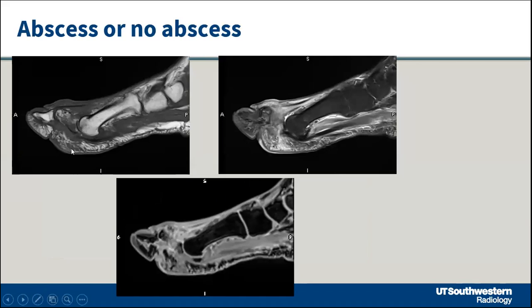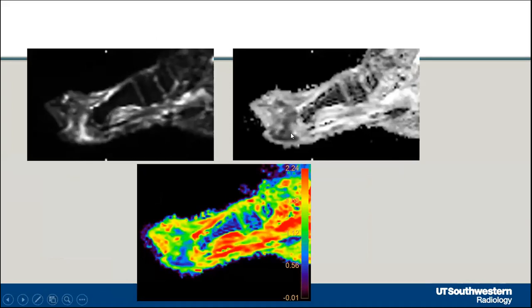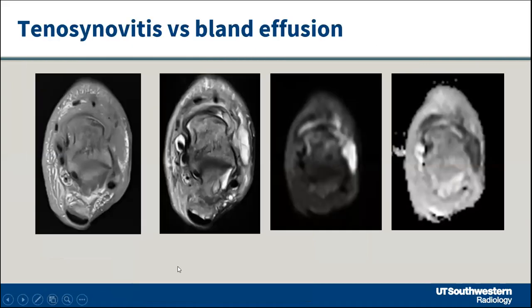So here is abscess or no abscess. Again, a similar case. Maybe there's something, but it's hard to tell if there's an abscess. If you look at DWI ADC, very easy. There's an abscess right there. Tenosynovitis versus bland diffusion. Is that tenosynovitis? Yes. Is there abscess in there? Hard to tell. This obviously looks like abscess. Now, if you do the DWI, this black area is all abscess. This is all bland tenosynovitis.